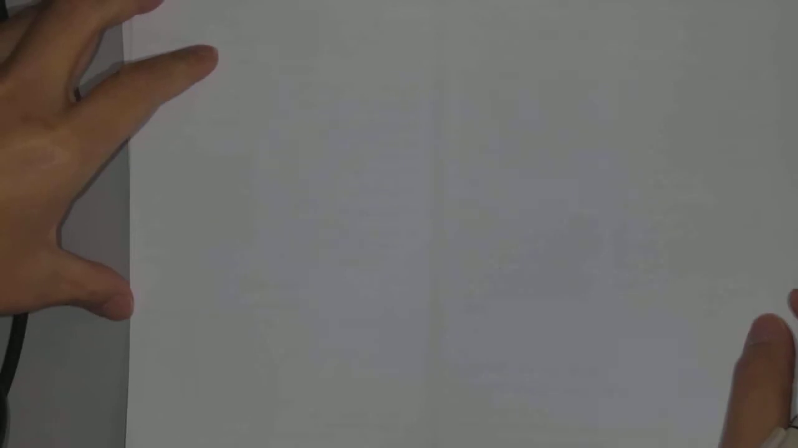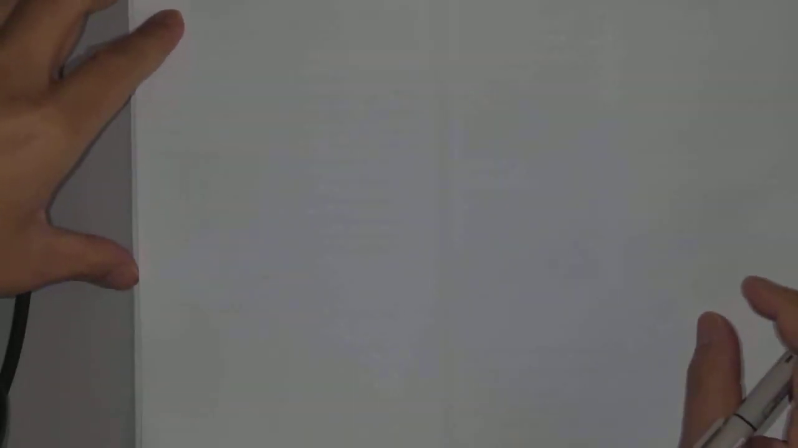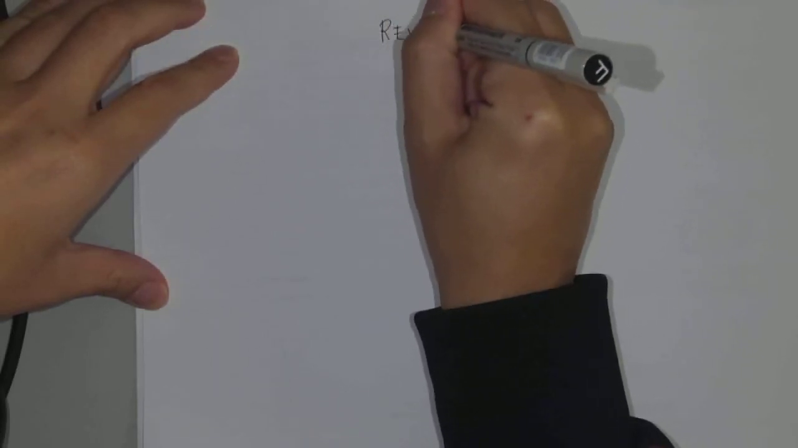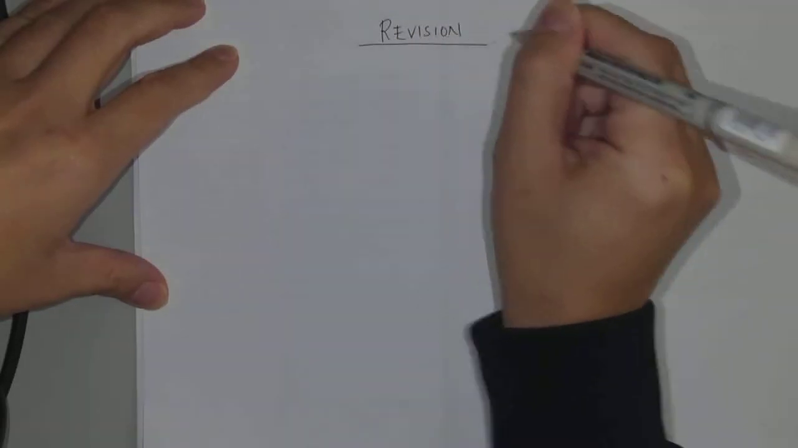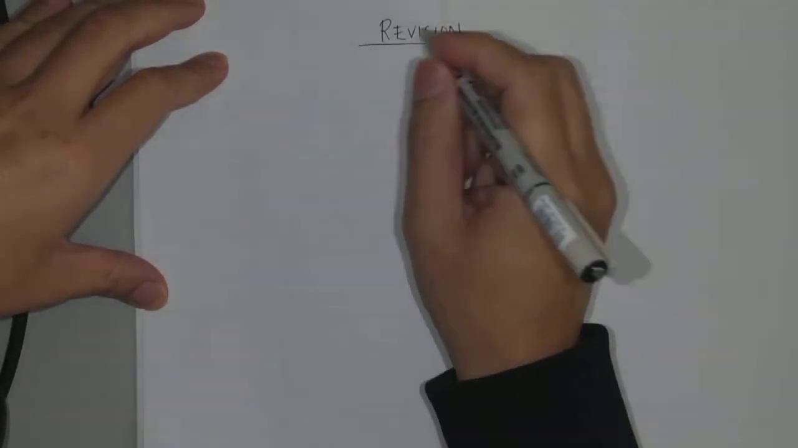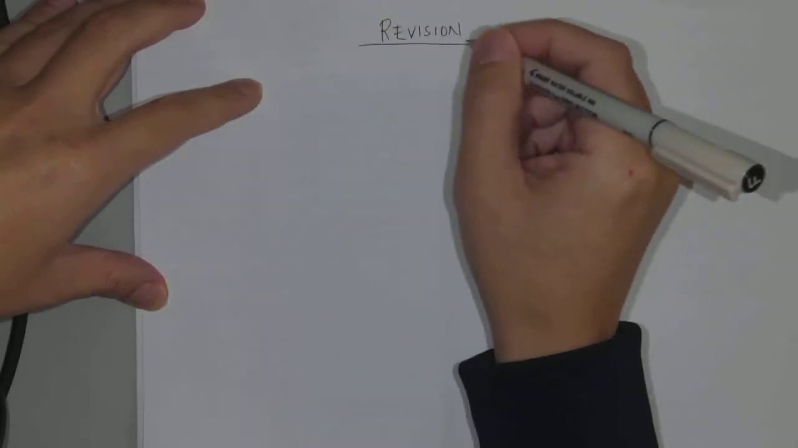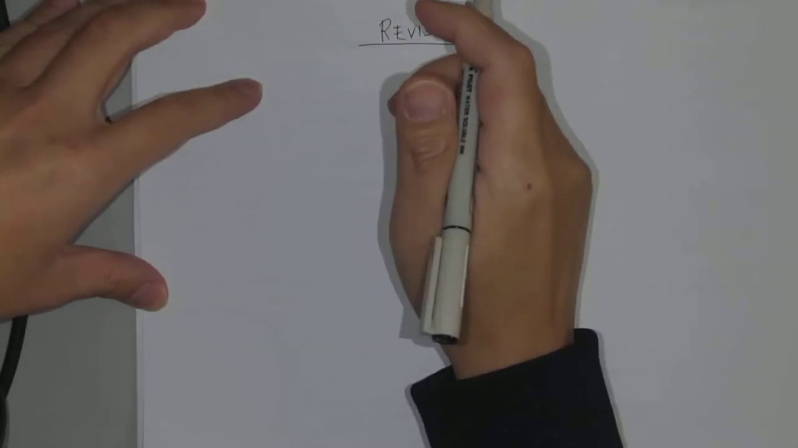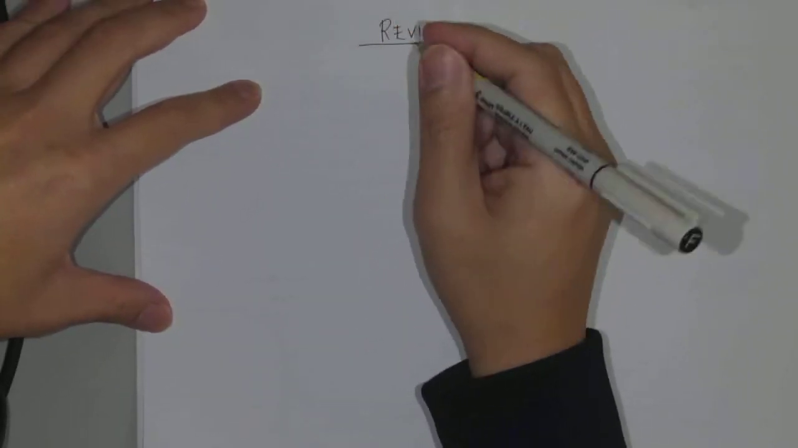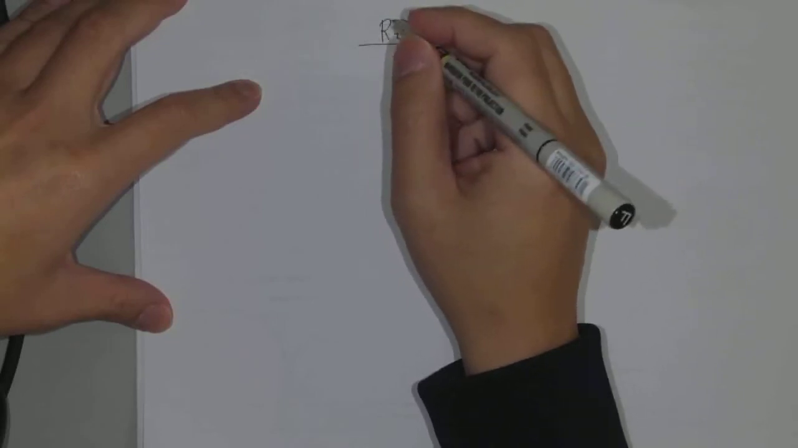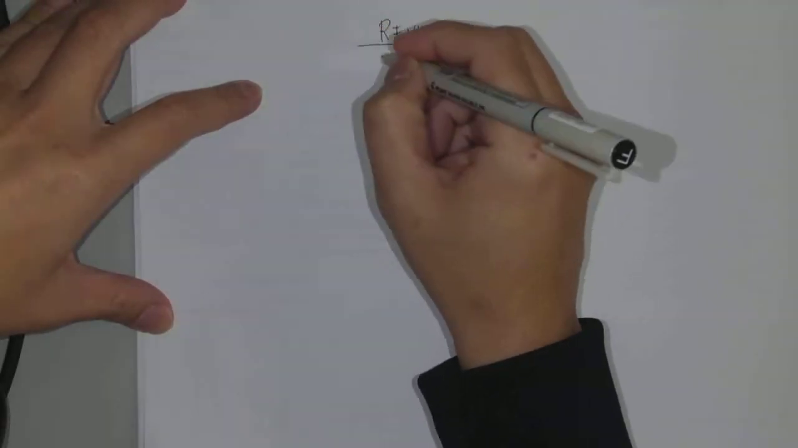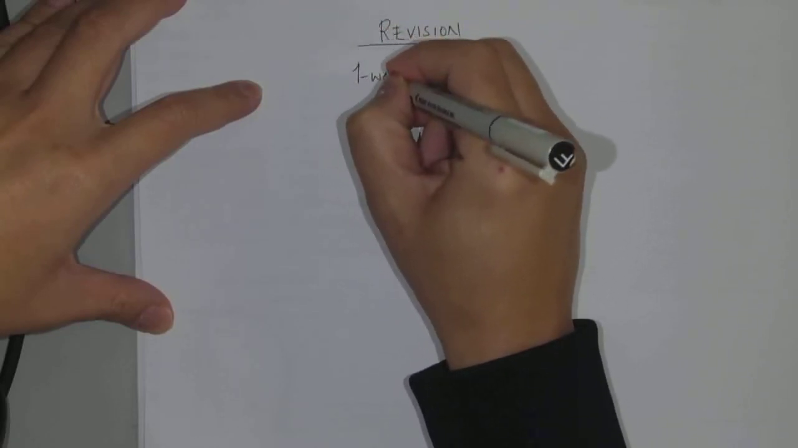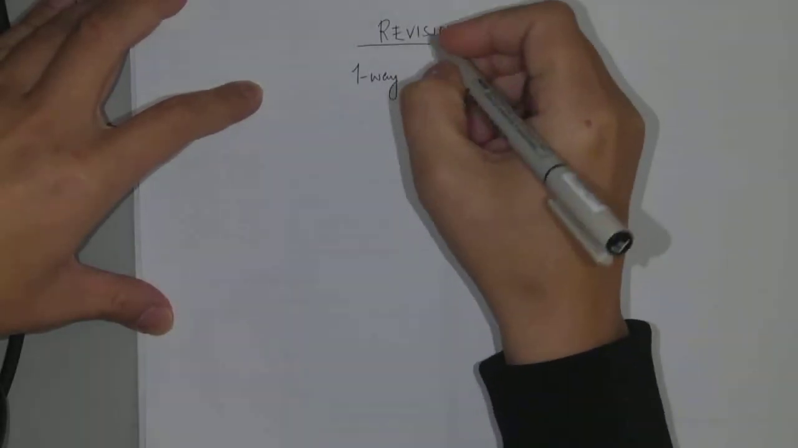Right, so before we look at the loading calculation, I will just do a quick revision. I call it revision because you have seen this before, or you have learned this before in your other courses in your first year. So what we're going to do is look at some basic things about one-way slab. Definitely you have learned this before.